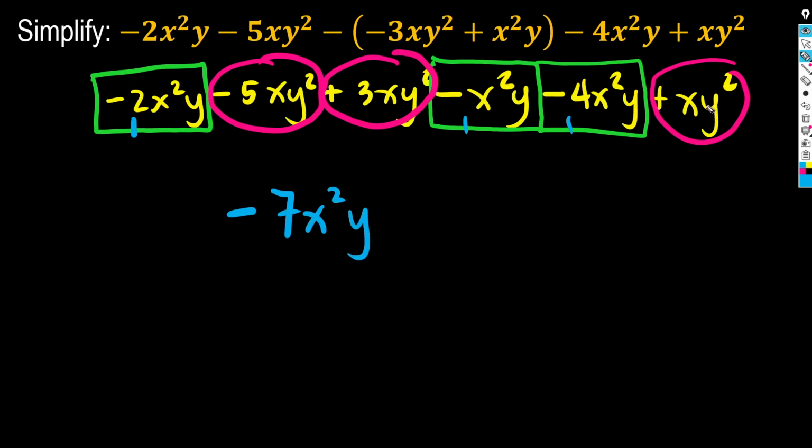Okay? Now for the pink circles, it's a negative 5 plus 3. That's a negative 2 plus 1. That's a negative 1. Now, some of you might be tempted to write negative 1 xy squared, although that is not mathematically incorrect, it's not conventional. Remember, if the coefficient is either 1 or negative 1, we do away with writing the digit 1. Which in this case leaves us with the final answer, negative 7x squared y minus xy squared.